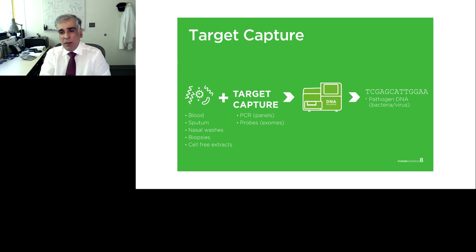Once you have captured it, you will sequence it. The idea is that after you have done your target enrichment or target capture, once you sequence your sample, you will end up with what you were looking for.